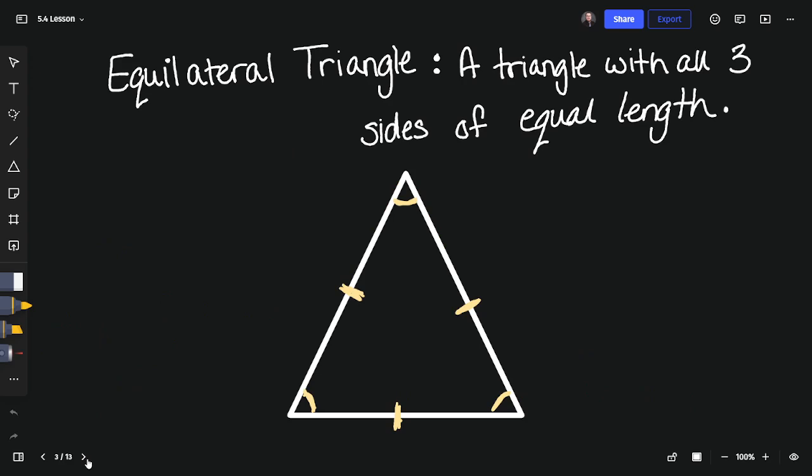Equilateral triangles are a little simpler. An equilateral triangle is a triangle with all three sides of equal length. So all three sides of the triangle have exactly the same length. Another feature of equilateral triangles is that all of the angles are exactly the same measure. So an equilateral triangle is also equiangular. All angles are equal and they all measure 60 degrees.